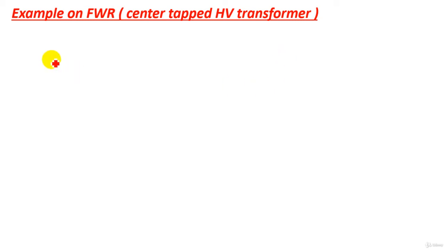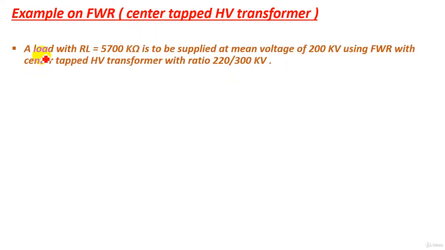Hi everyone. In this tutorial we will take a simple example on a full wave rectifier circuit using a center tapped high voltage transformer. So what is this example? This example is about a load resistance, or our insulator, which has a resistance of 5700 kilo ohm and is to be supplied at a mean voltage of 200 kilovolt. This mean voltage is also called a DC voltage.